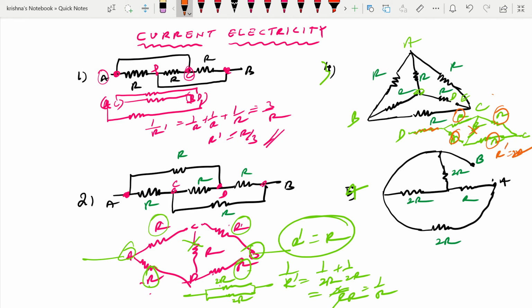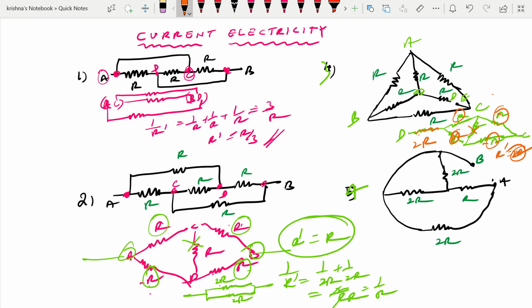The final answer: here R and R in series, so R plus R is 2R. R and R in series, this is also R. 2R and 2R in parallel, R will become. Then that R and R is in series, so it will become again 2R. The answer will be 2R.